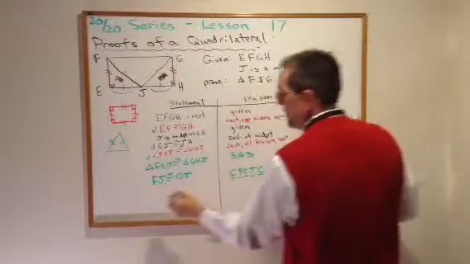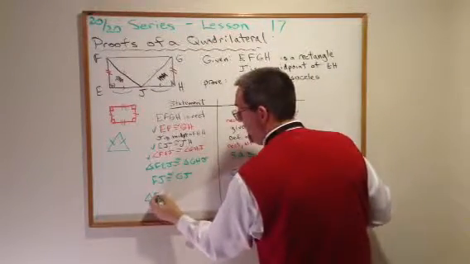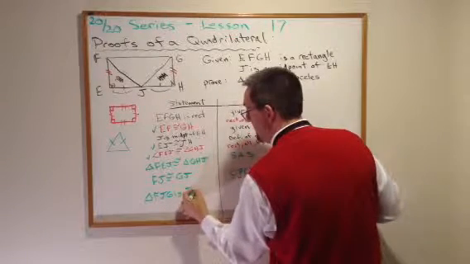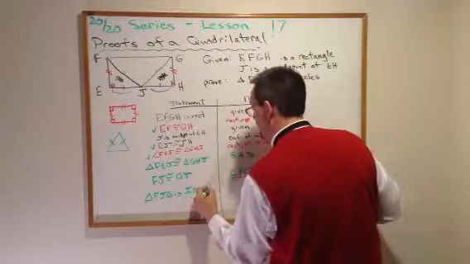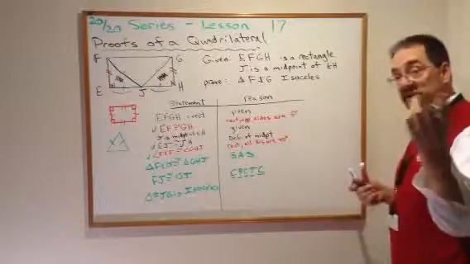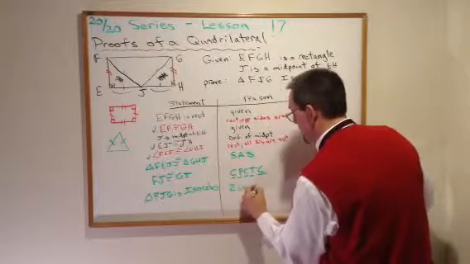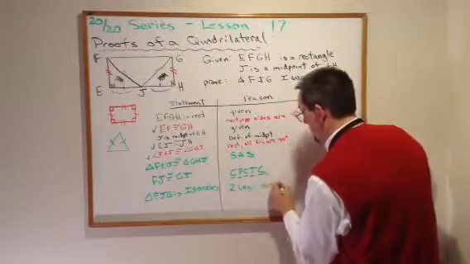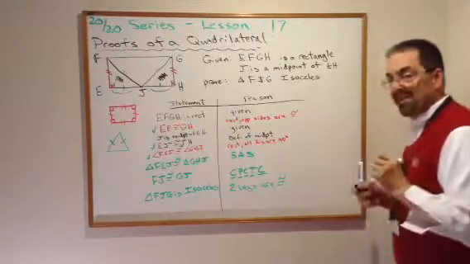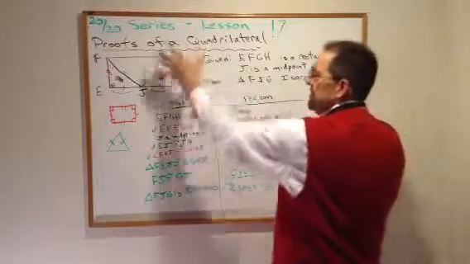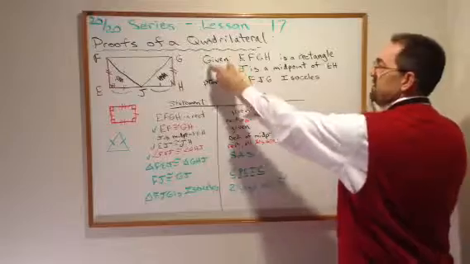Finally, triangle FJG is isosceles, and we can say that because two legs are congruent. So the first thing I think we should do on these proofs is always get ourselves a roadmap.